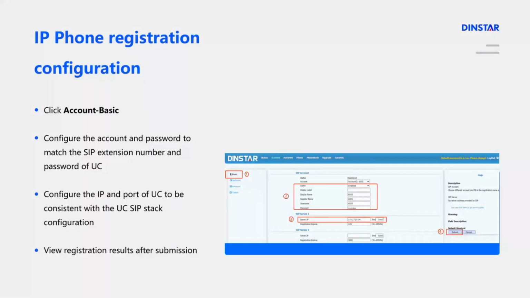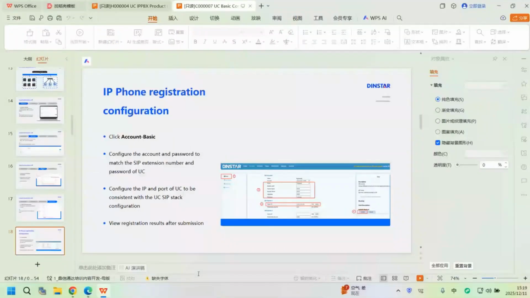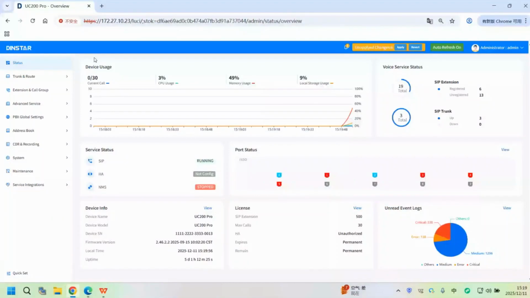Yeah, we can have a check. Let's check it. After we log in, we can check the status of our UC. We can see the device usage, the service status about the SIP, HA, and AMS, and also the device information, the license information, the port status, and also the voice service status. Okay, so how can we make the internal calls?